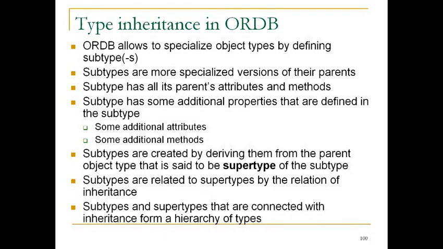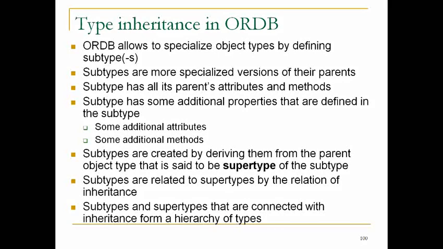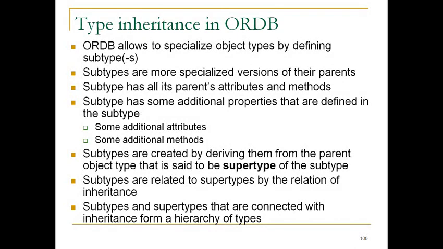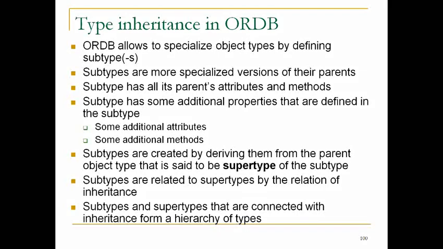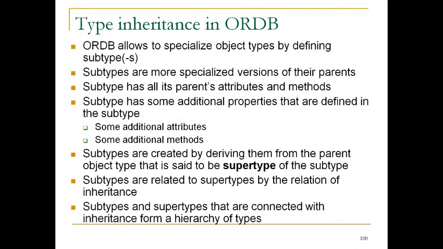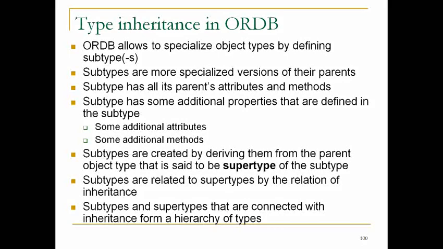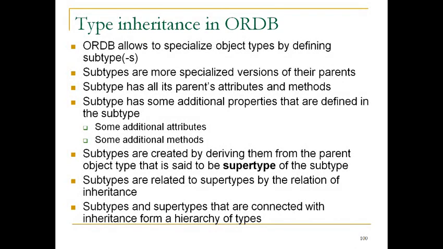For example, a student is a specific person. It has its attributes such as student ID, average grade, group, university, and so on. And these are additional attributes that can be added to the parent's attributes. And of course, we can also add some additional methods, for example, one that calculates the average grade, and so on.